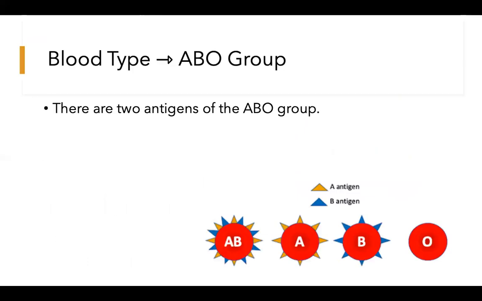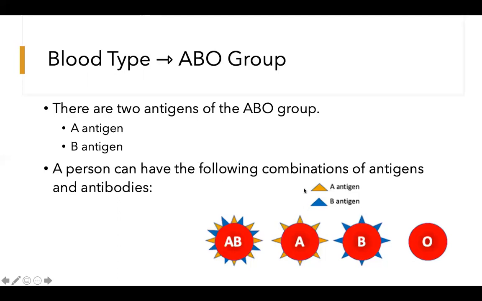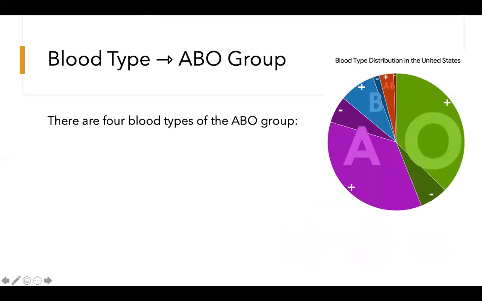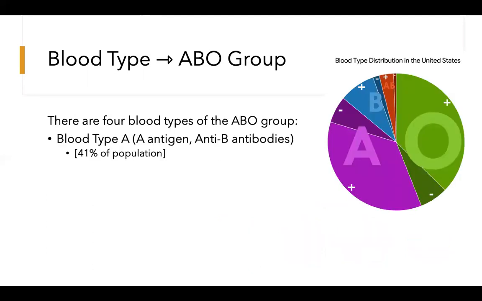Okay, so the ABO group, you have your two antigens, as I briefly explained earlier. You have your A antigen, which is this yellow spiky shape here, and you have your B antigen, which is this blue spiky shape here. And let's look at this next slide here. A person can have the following combinations of antigens. If you have only A, you are A. If you have only B, you are B. If you have neither, you are blood type O. So there are four blood types of the ABO group.